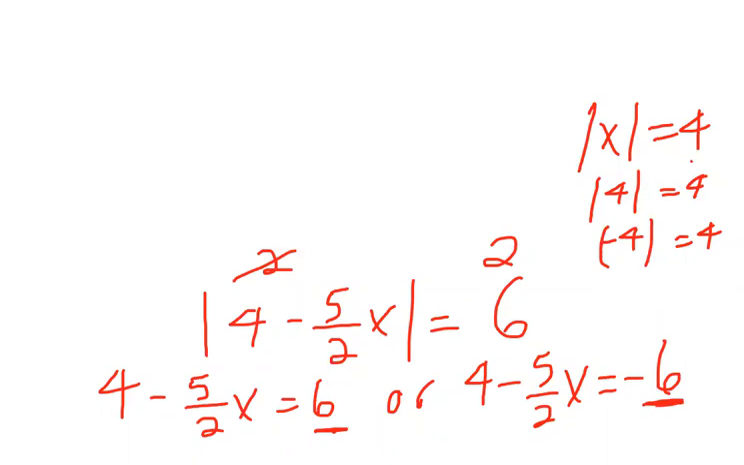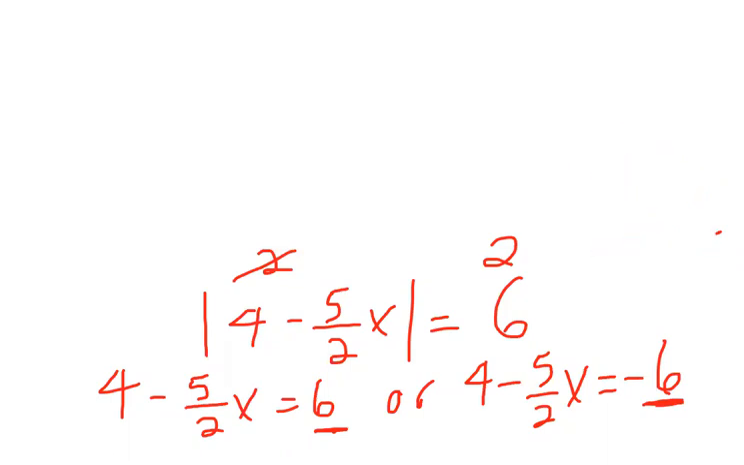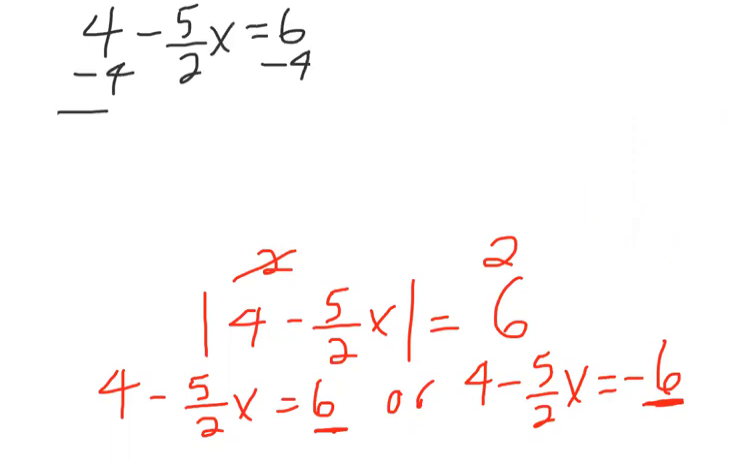All right, guys. So now let's go ahead and solve the 2 equations. Oops, I still didn't erase that. I'm erasing this on the side, okay? I don't want you guys to get all confused here. All right, guys. So now, here's the first equation. 4 minus 5 over 2x equals 6. I'm going to subtract 4 from both sides. So this cancels out. I'm left with negative 5 over 2x is equal to 2.